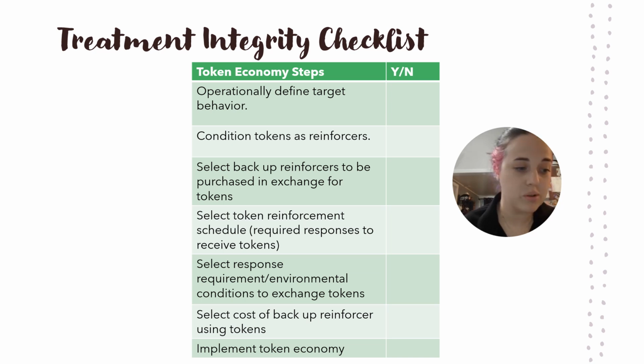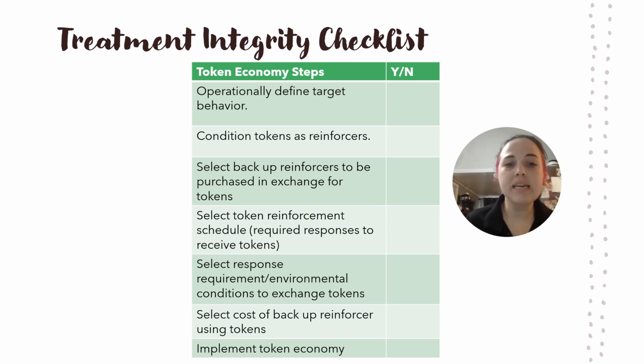The process in which you implement the token economy is going to be listed on this slide. Staff should indicate why for it happening and for it not happening, so why in, yes and no. So here's the first step. It's to operationally define the target behavior, which we established was waiting. And then we've got step 2 here, which is to condition the tokens as reinforcers.